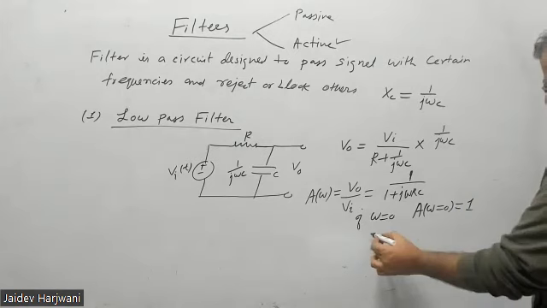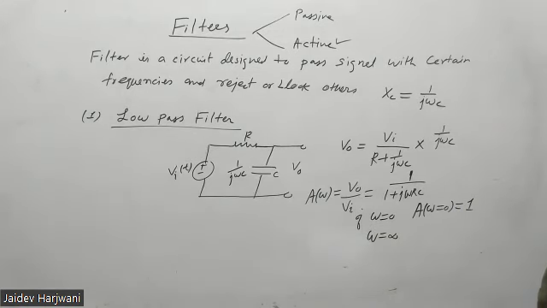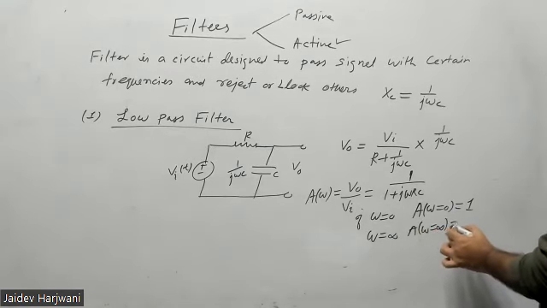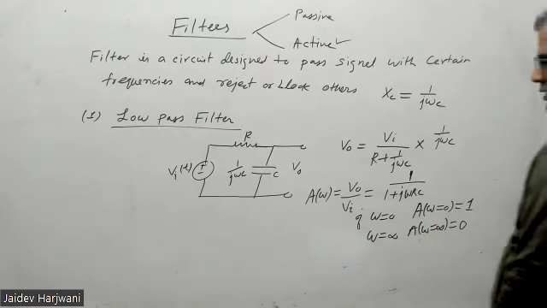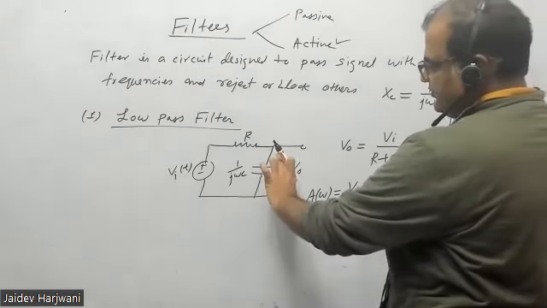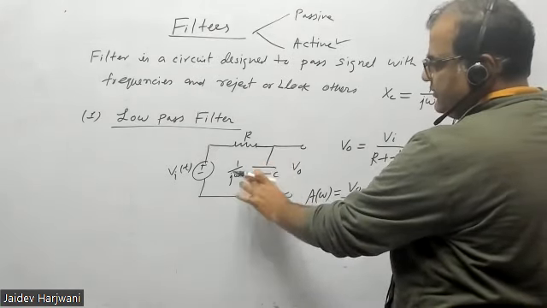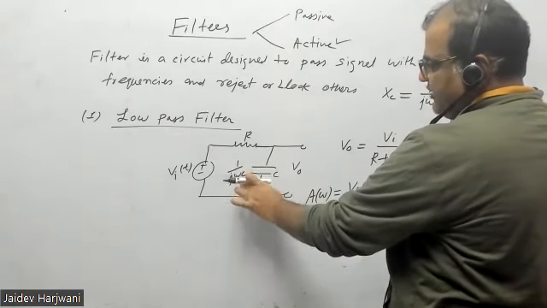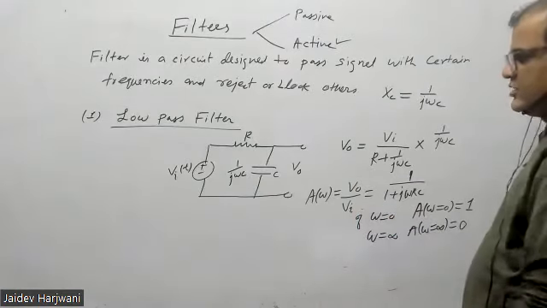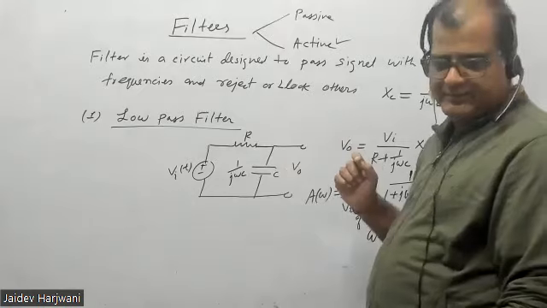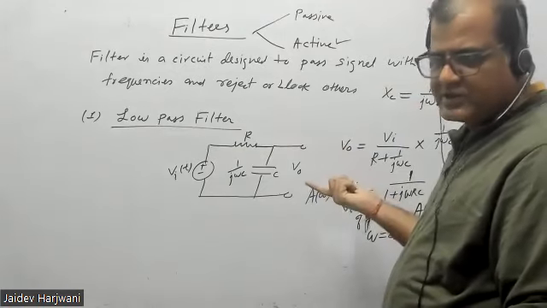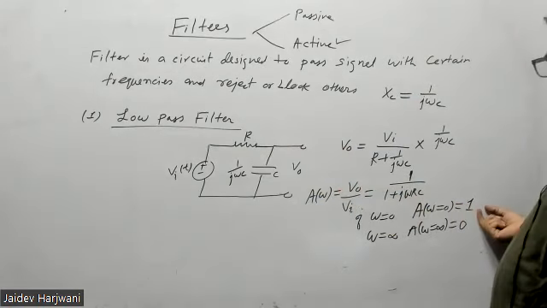And if I write omega equals infinite, A at omega infinite will be how much? Zero. Because here is a capacitor, at high frequency this becomes short. For DC it is open, so whatever voltage you apply, that voltage will come here. So V naught equals V input, there is no loss. You get the maximum value of gain, which is one.